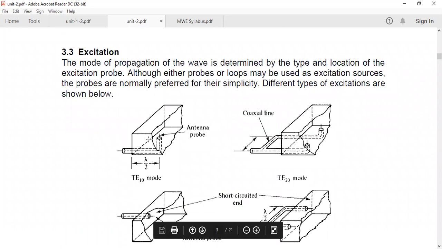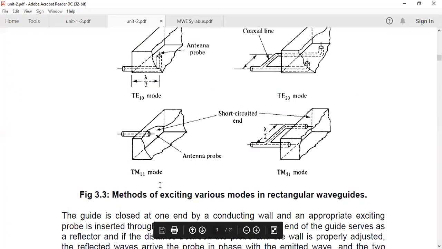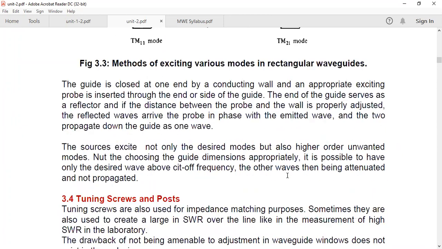Next are the mode excitations. You can see here, this is the TE10 mode. I already told you, based on the number of half waves, we have TE10. Here in TE20, now see, two half waves. Like that, TM11, and TM21. It depends upon this.